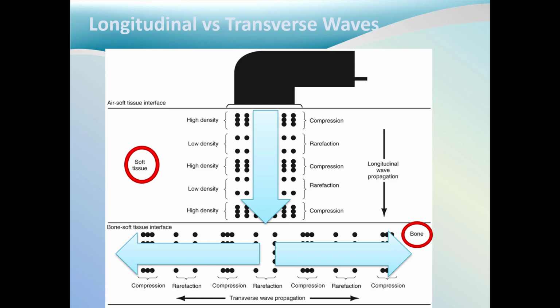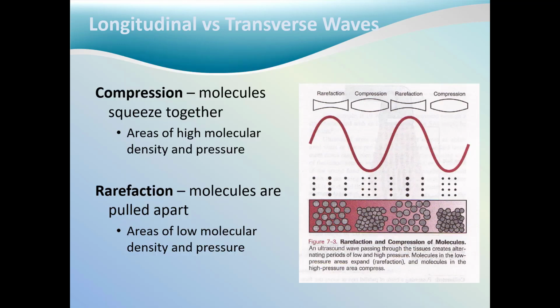Molecules in transverse waves are displaced perpendicular to the direction of the energy. When the longitudinal wave of the ultrasonic beam strikes a bone, for example, it transforms into a transverse wave. Within a longitudinal wave pathway, there are regions of compression and rarefaction. Compressions are areas of high molecular density and high pressure as the molecules are squeezed together. Rarefactions are areas of lower molecular density as the molecules are pulled apart.